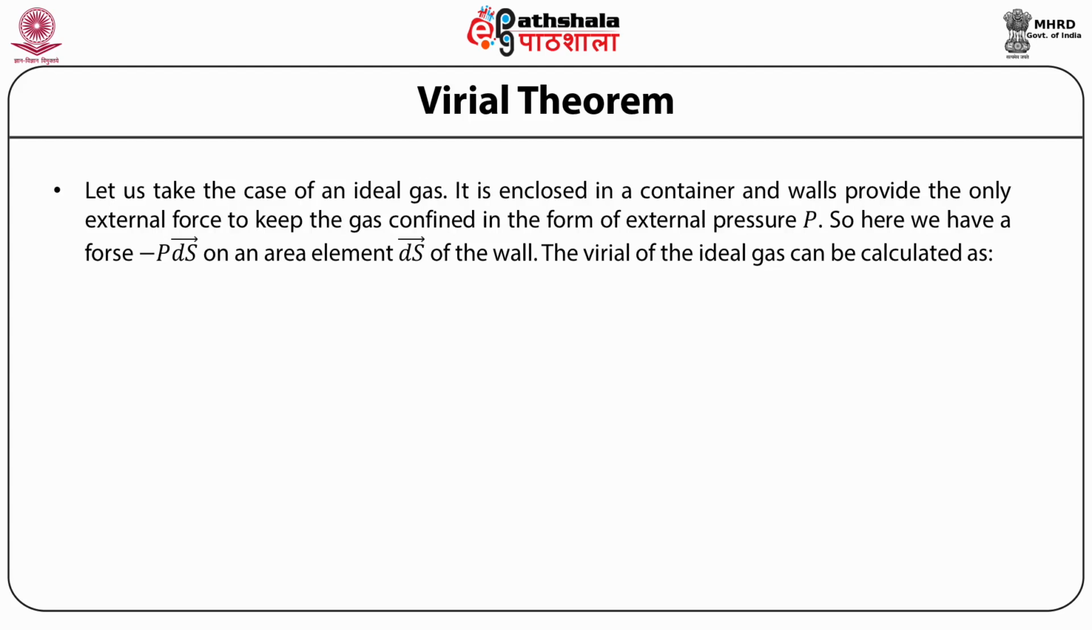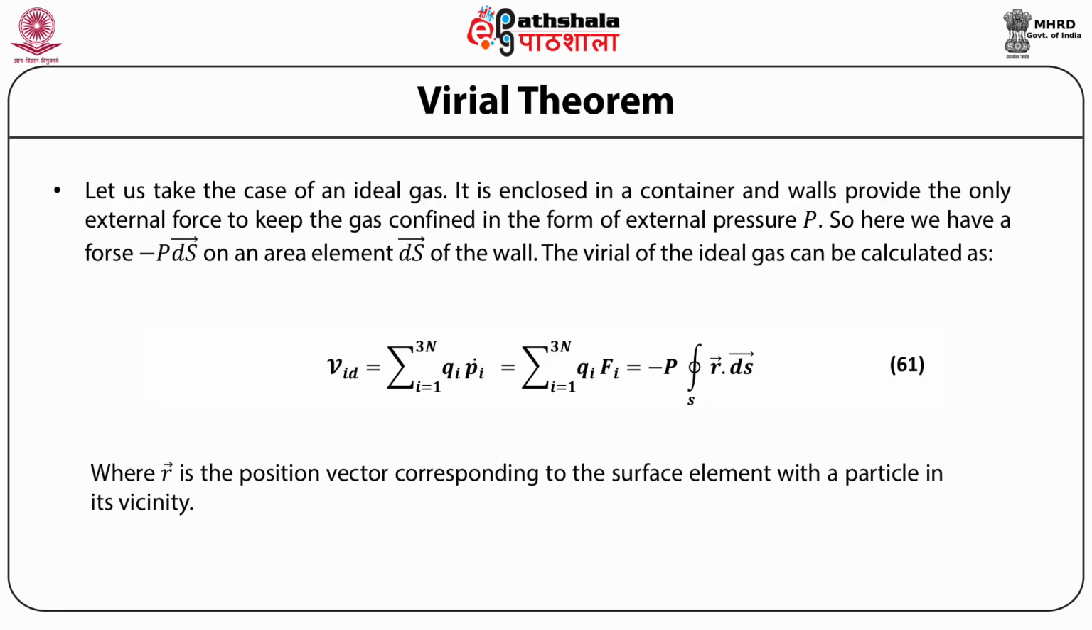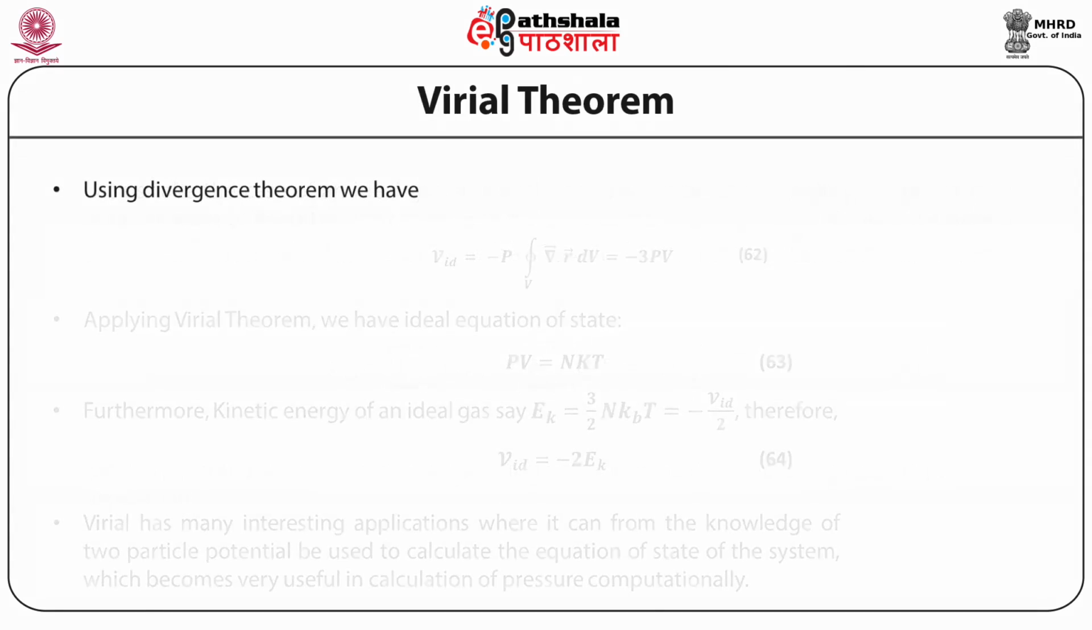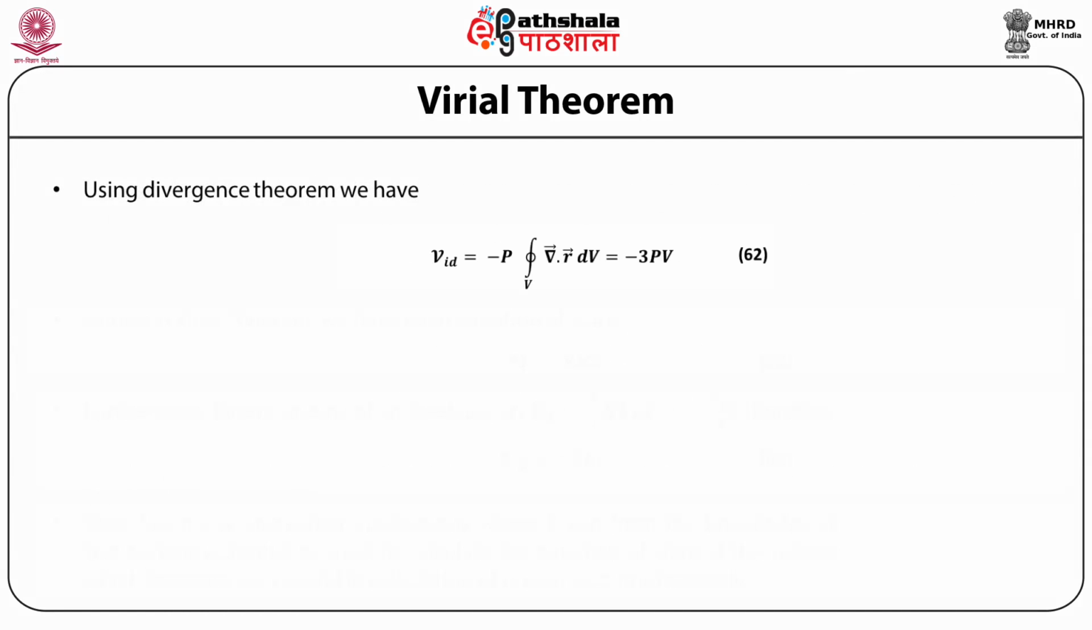The virial of the ideal gas can be calculated as V_ID is equal to summation over i equal to 1 to 3N of q_i p_i dot, which is equal to summation over i equal to 1 to 3N of q_i F_i, which is equal to minus P integrated over the whole of the surface r dot dS, where r is the position vector corresponding to the surface element with a particle in its vicinity. Using the divergence theorem, we have the virial of an ideal gas equal to minus P integrated over the whole of the volume divergence of r, equal to minus 3PV.